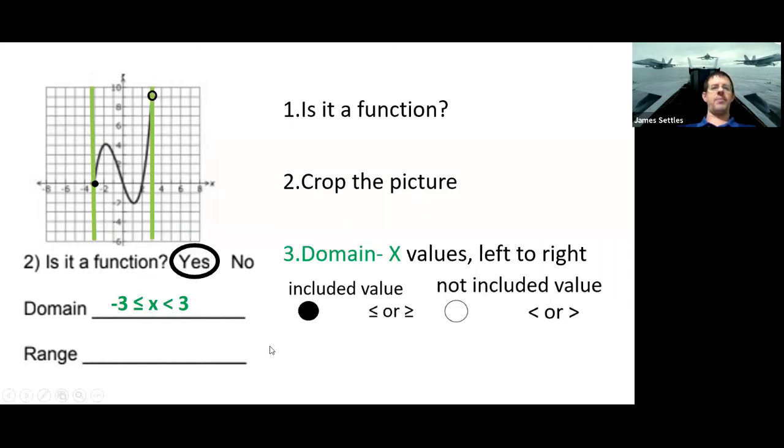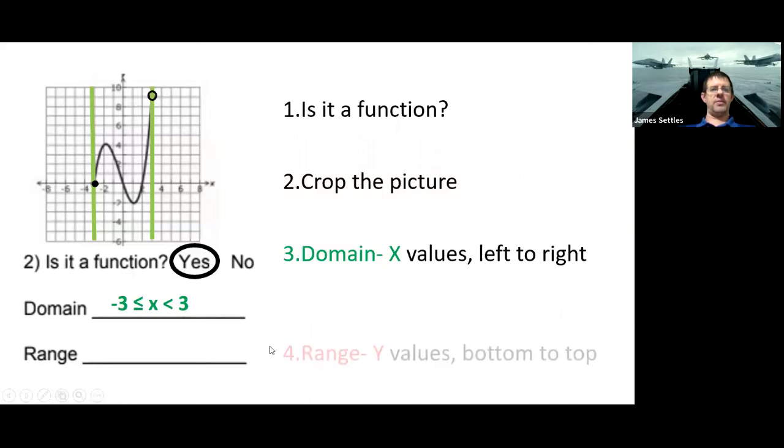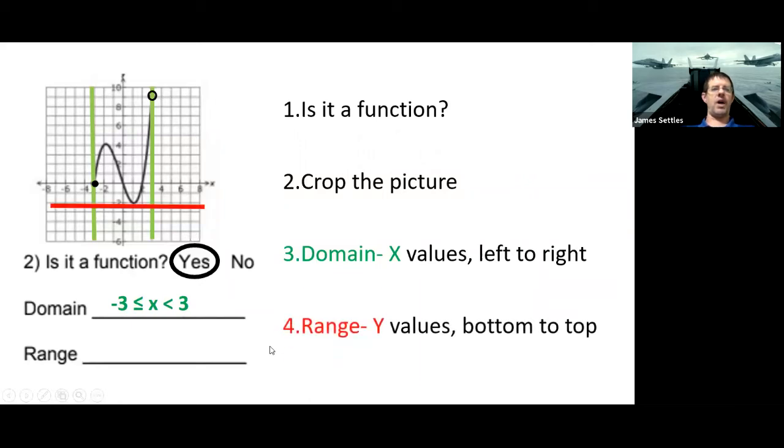Okay, so now we got to crop the top. So we're cropping the y. So we're going across the y-axis now. And so notice when I'm cropping the x's, I'm crossing the x-axis. When I'm doing domain, I'm crossing the x-axis. And then when I'm doing range, I'm crossing the y-axis. Okay, so I'm going to cross the y-axis here. So whenever you draw these lines, if you're doing it on a computer, you really can't draw the lines. But if you're on paper, I would be drawing these lines.